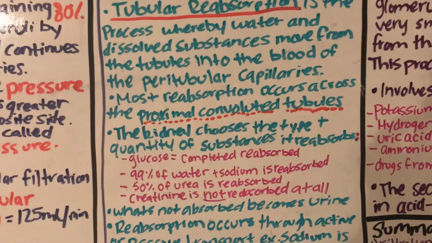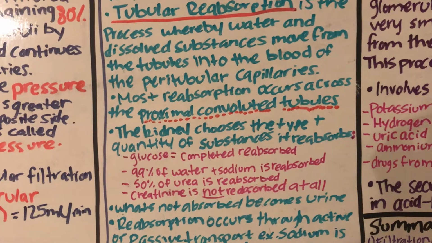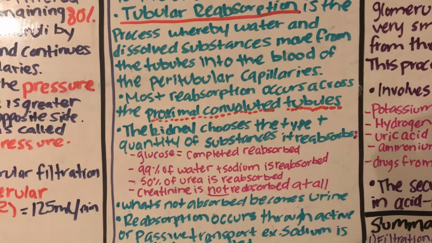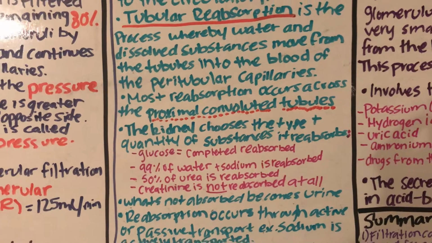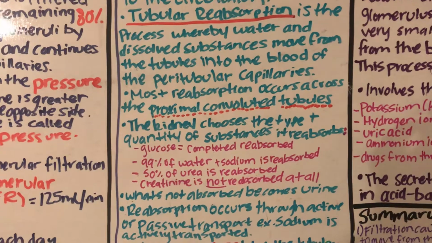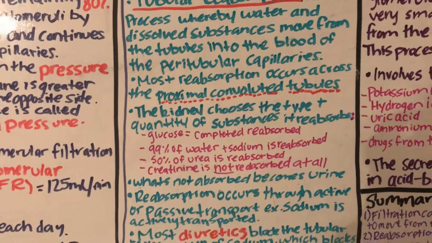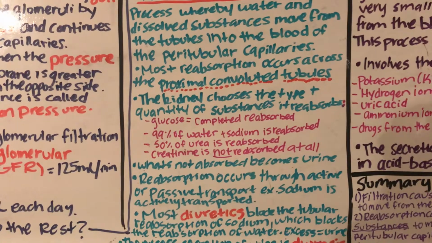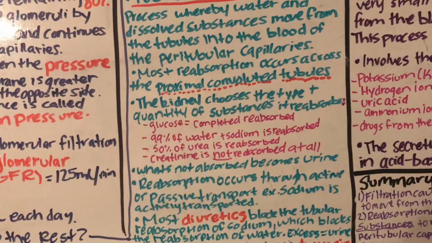So you have glucose, which is completely reabsorbed. 99% of water and sodium is reabsorbed. 50% of urea is reabsorbed, and creatinine is not reabsorbed at all. So what's not reabsorbed becomes urine.